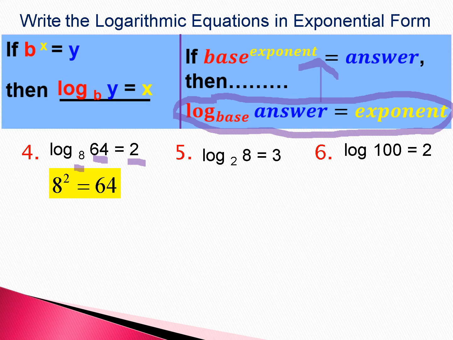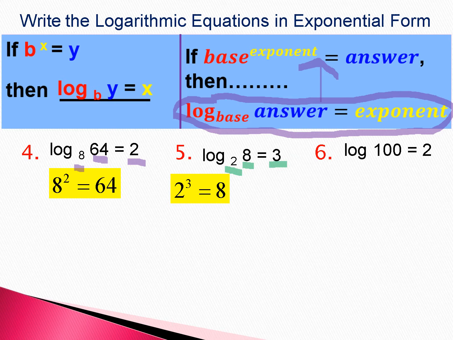Let's look at 5. So on 5, my base is 2. My exponent is 3, and my argument is 8. So this will be 2 to the third power equals 8. And lastly, log of 100 equals 2.